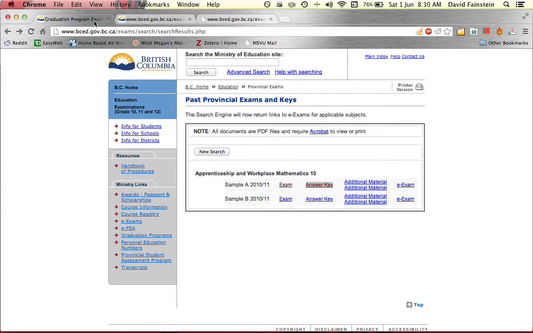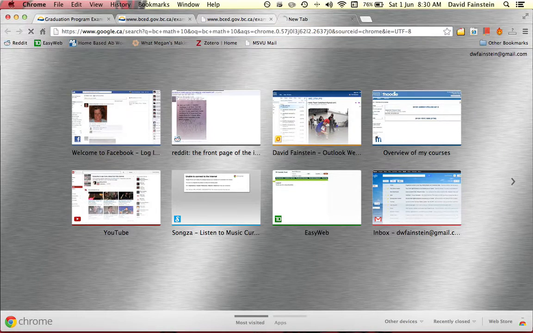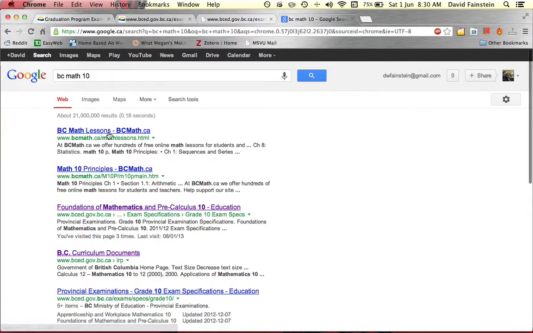The questions won't be the exact same, of course, but questions are similar from year to year, and exam formats typically are very, very consistent. So if I were to do a new Google search, I would just search for something like BC Math 10, and then I would find a website that looked like the government, gov.bc.ca right there.